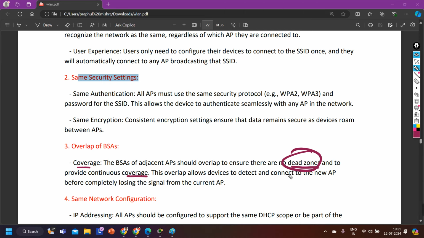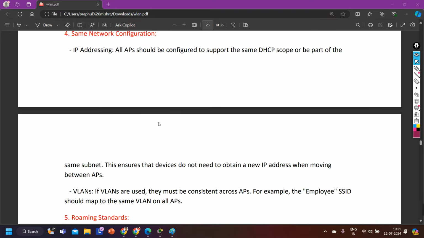This overlap allows devices to detect and connect to the new AP before completely losing the signal from the current AP, right? Like if a client is moving from one floor to another floor, there is a chance that the client machine can disconnect from the network if there is a dead zone. So both BSAs should overlap with each other to avoid a dead zone, and a client machine can connect with the new AP without losing connectivity from the current AP, right? Then same network configuration. These are requirements for roaming, seamless roaming you can say.